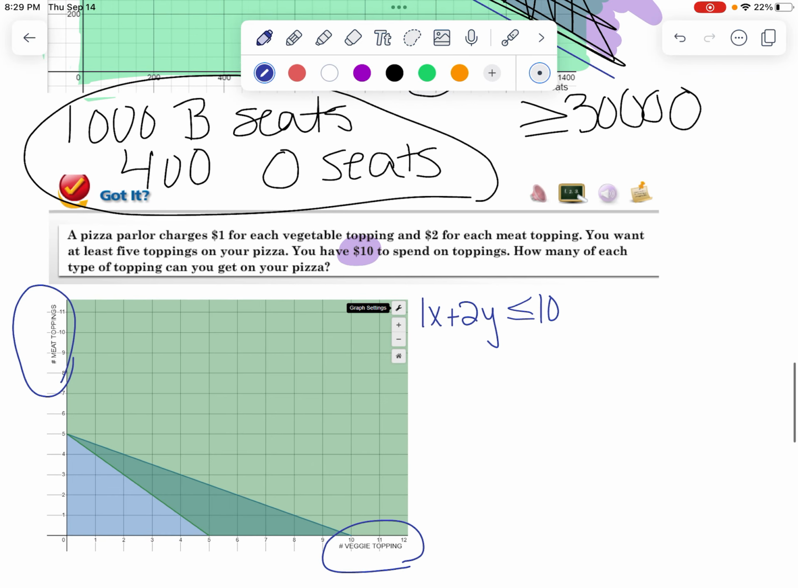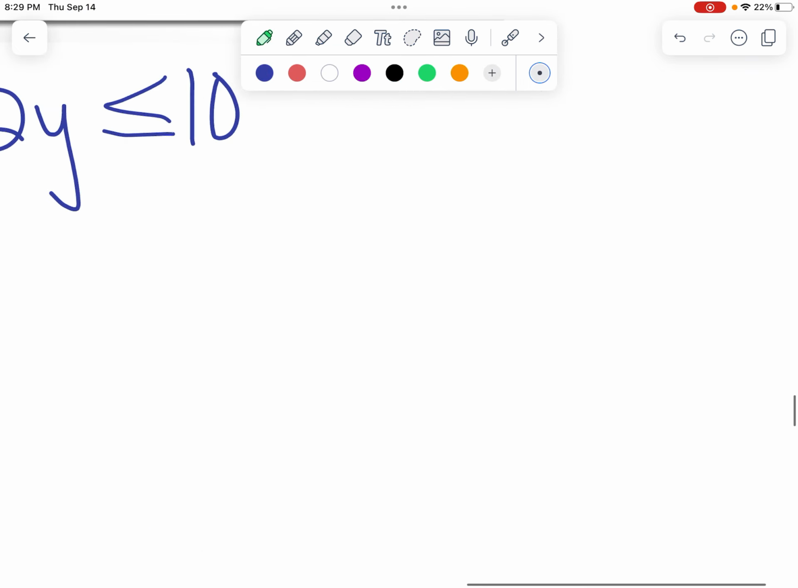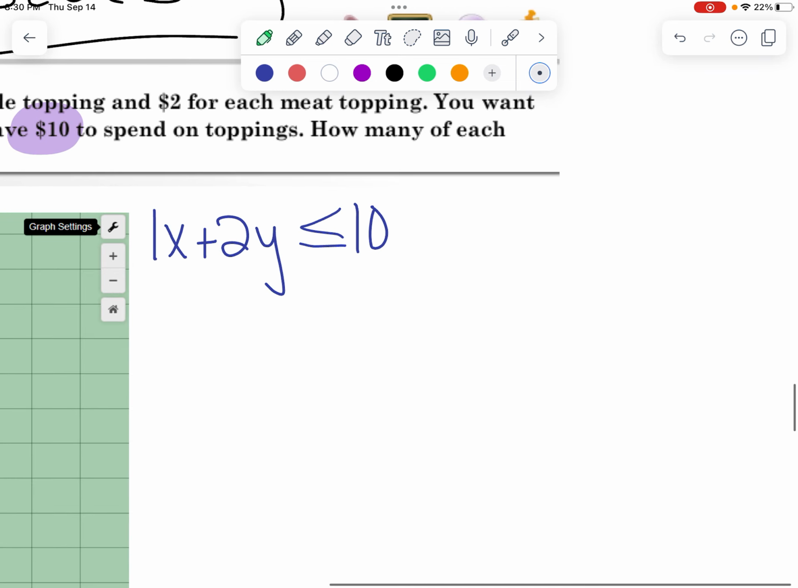I saw something else here, and it was at least 5 toppings. So at least means, let's see, you have to be at least 16 to drive. So that's greater than or equal to 5. So what is greater than or equal to 5? Well, the toppings. Well, what kind of toppings?